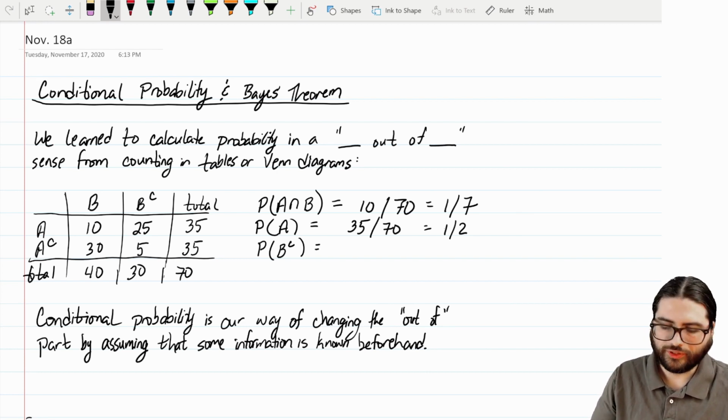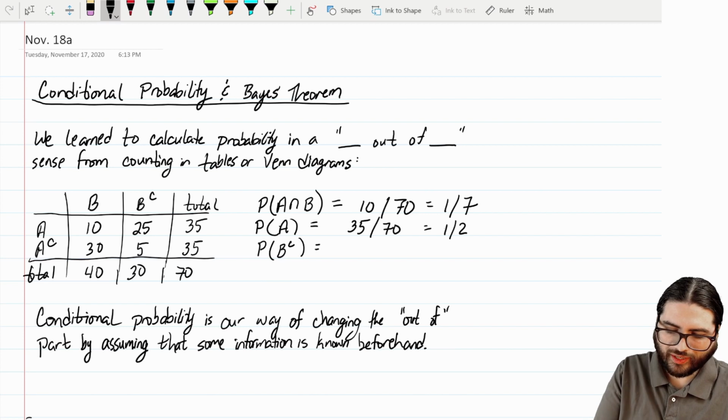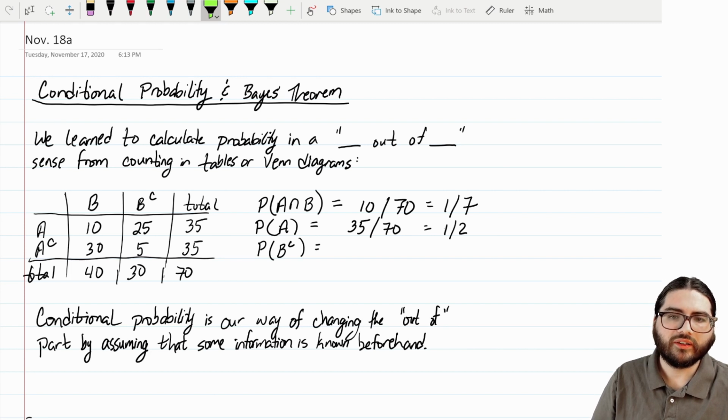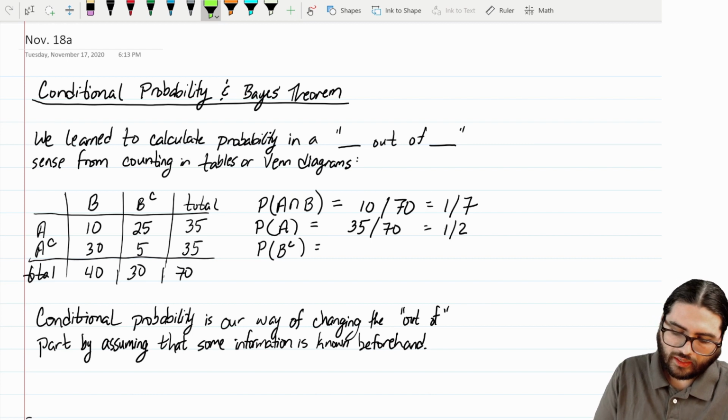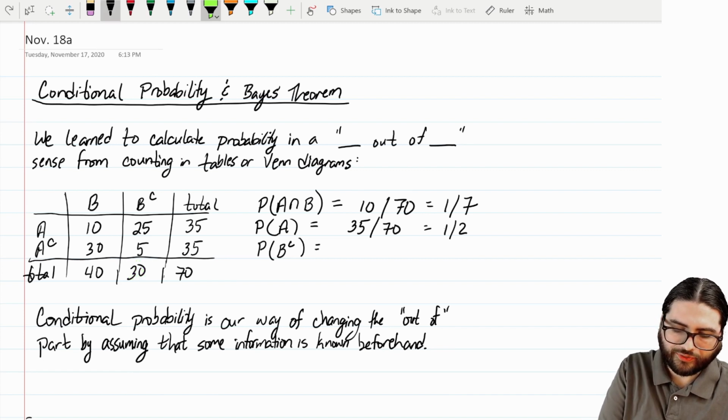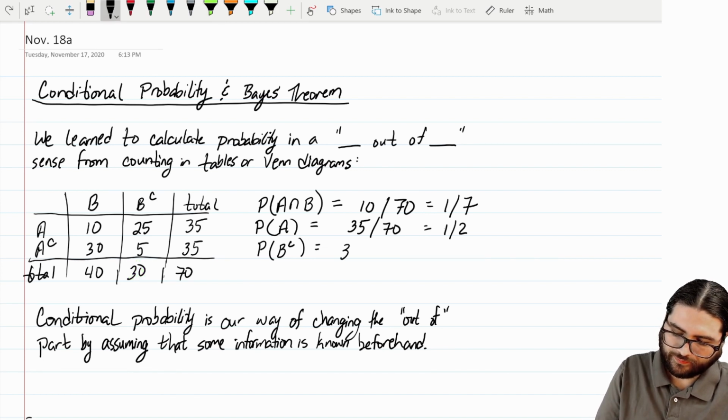And one more for good measure. The probability that we are in B complement, or not in group B. Again, this is something in the Venn diagram that may have been a little harder to see. Count all the places. But in the table, I've already got a total row for that. 30 out of 70, which reduces to 3 over 7.